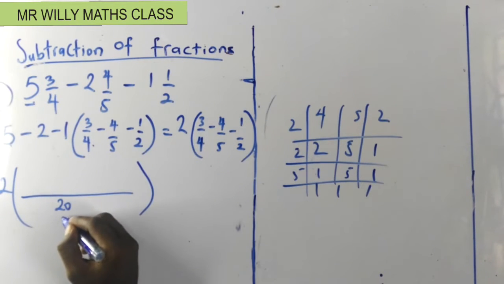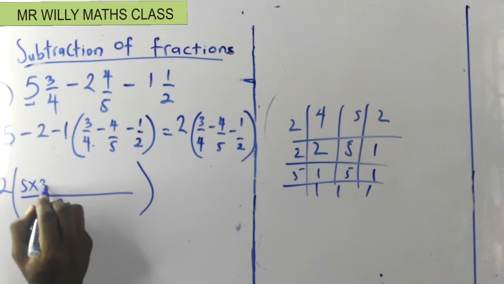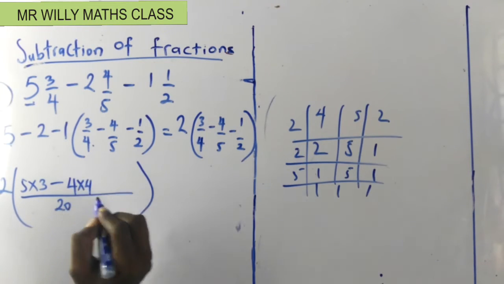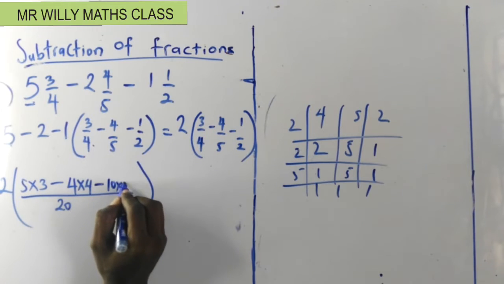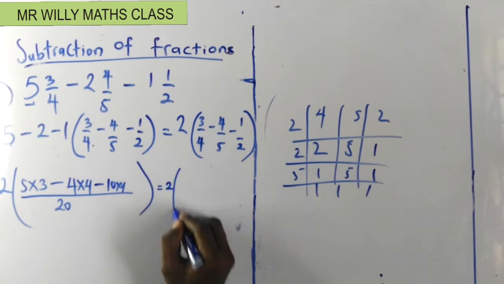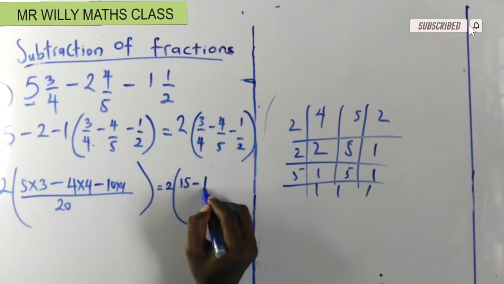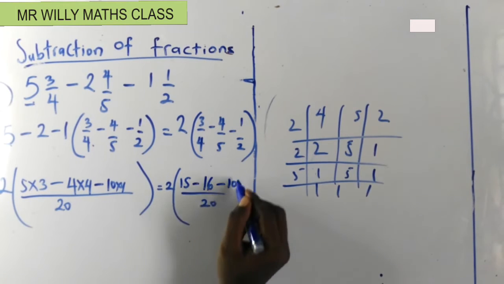4 in 20, that will be 5. So you use the 5 to multiply the numerator. The numerator is 3. 5 times 3, that will be 15. 5 in 20, that will be 4. 4 times 4, 16. 2 in 20, that will be 10. 10 times 1. So you have 15 minus 16 minus 10 over 20.